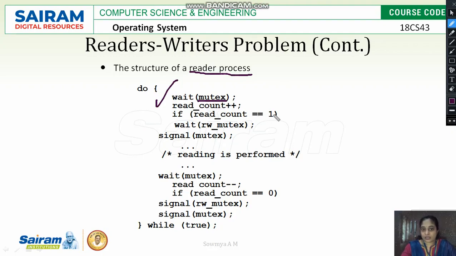If read count is equal to 1, wait on read write mutex. If the read count is more, then the read write mutex should wait until the signal of the mutex by the read process is done. Wait on mutex, and the read count will be reduced. If the read count is equal to 0, signal read write mutex, and the mutex will be signaled, because once there is a process reading the data, the writer functions are not allowed to update while the reader is getting the data.